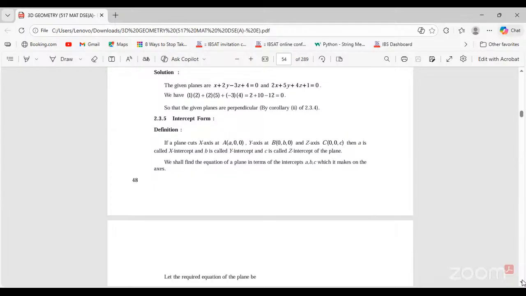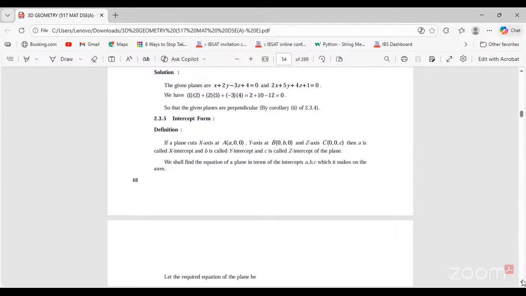Now let the plane equation be ax plus by plus cz plus d equals 0, and the perpendicular distance from origin to this plane is plus or minus d by under root of a square plus b square plus c square. Now one more concept is the angle between two planes.